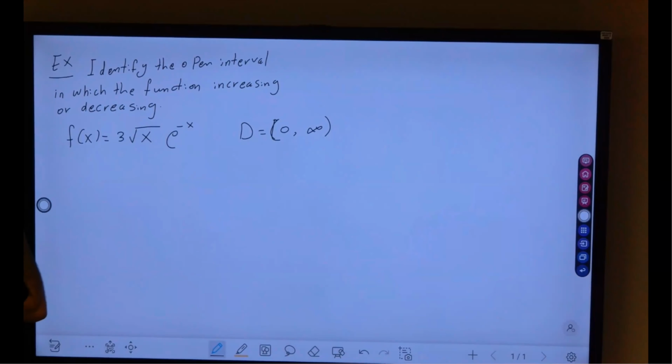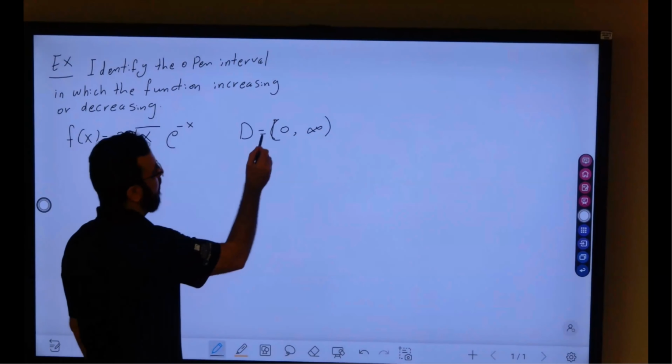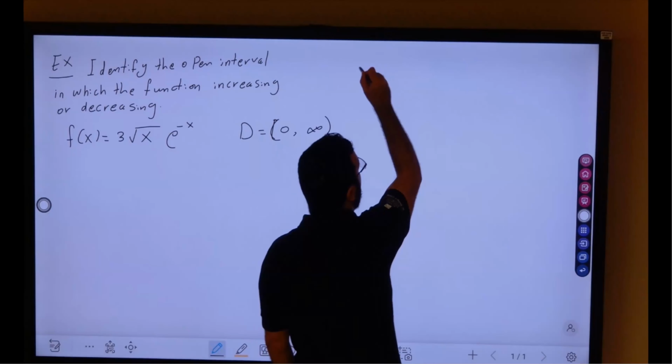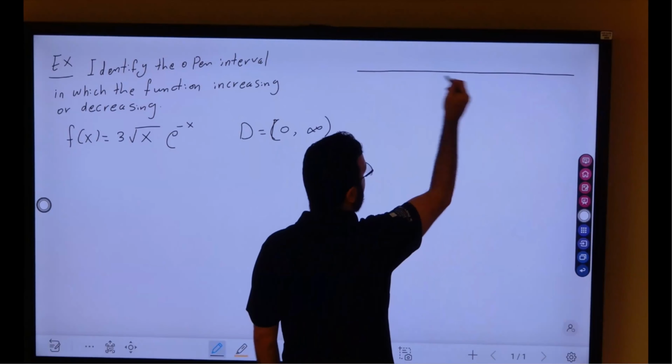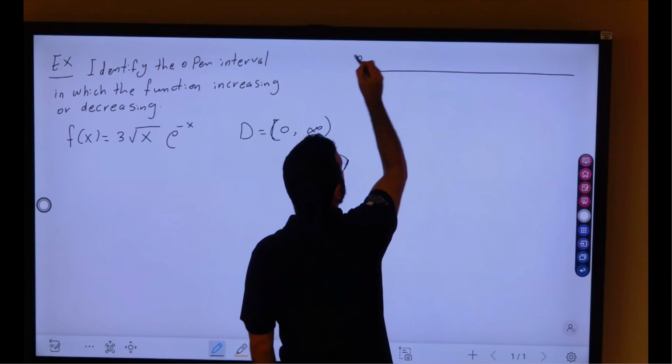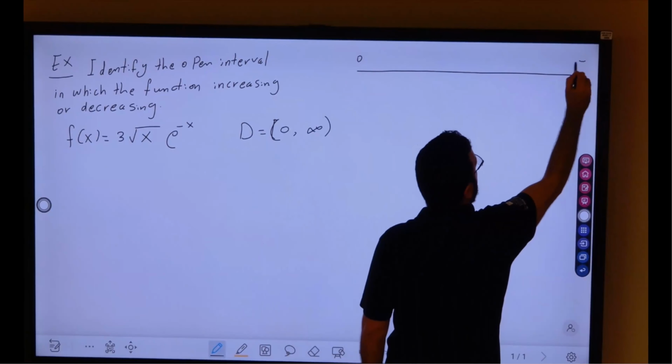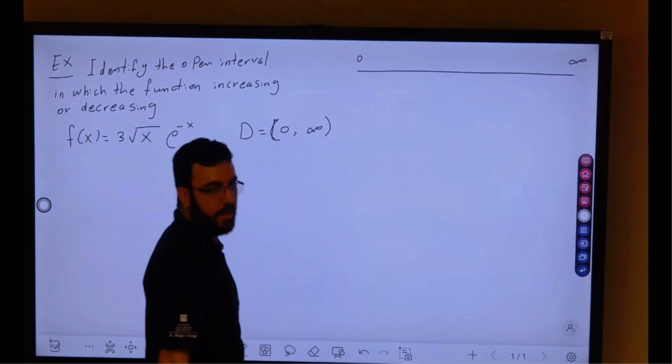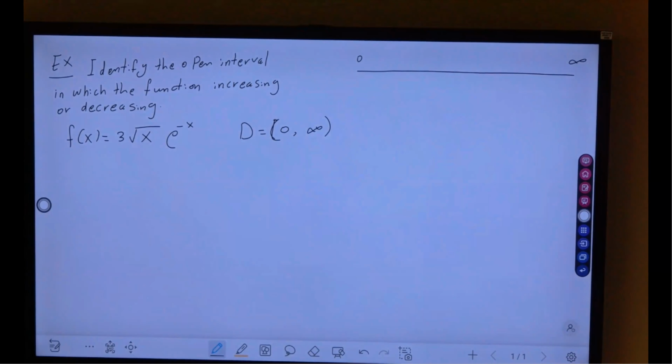Like for this example, our domain is from 0 to infinity. So when you graph it, it's not to negative infinity, it's from 0 to infinity. Okay? Now we're going to go to the next step, which is to find the critical numbers. So the derivative.